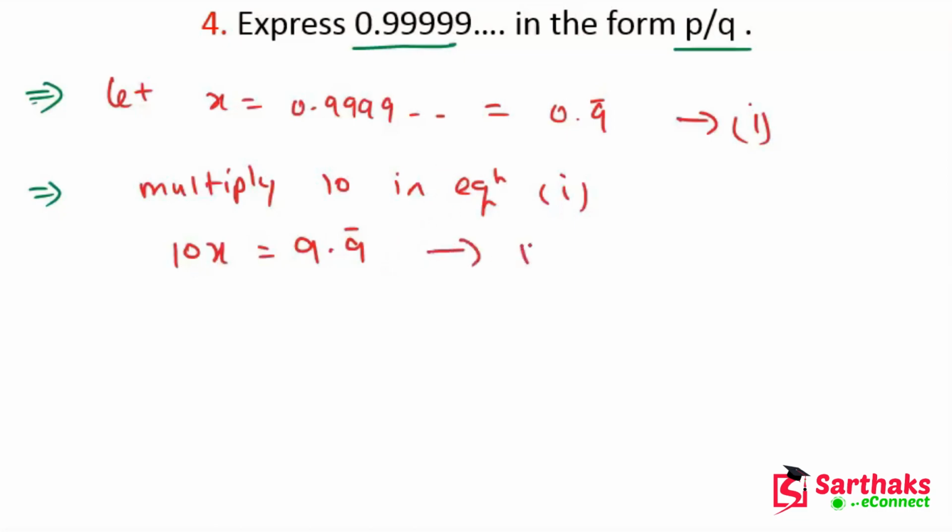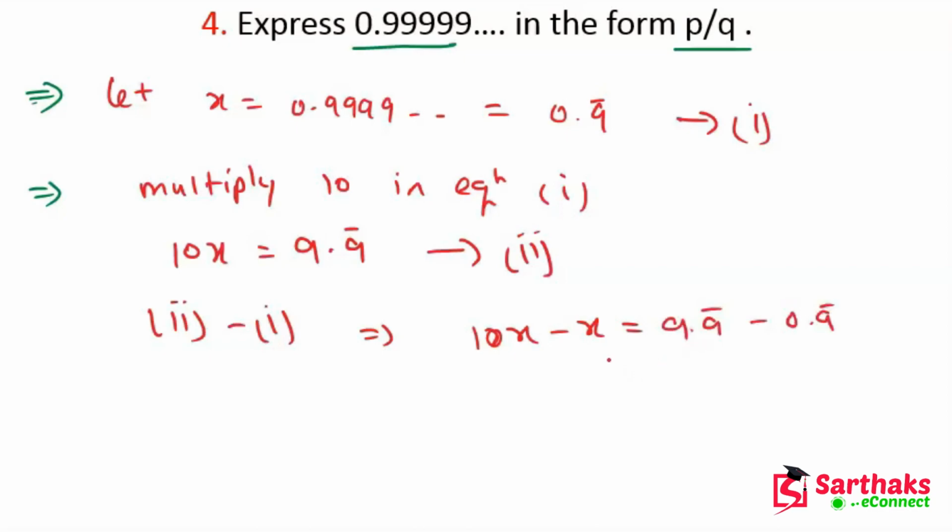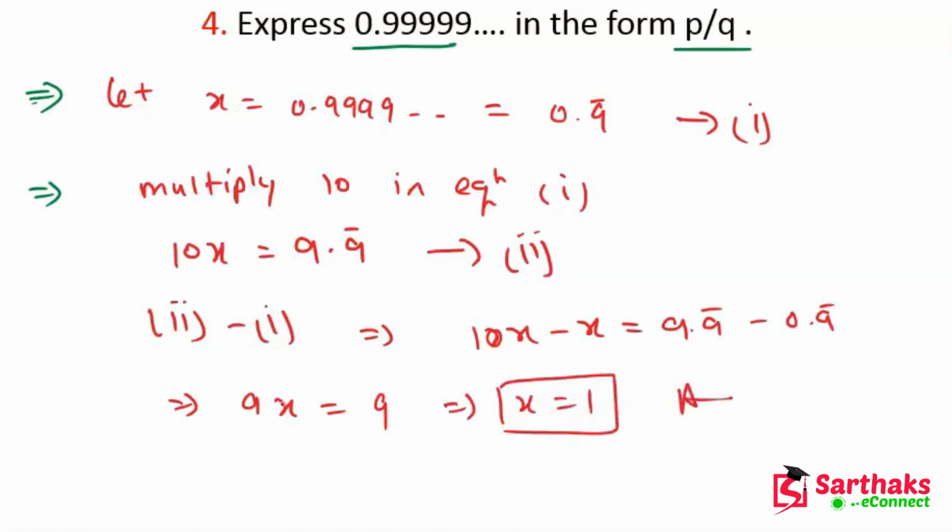So now, my dear friend, this is equation second, and we have to subtract equation 1 from it. So we get 10x minus x is equal to 9.9 bar minus 0.9 bar. So this will become 9x is equal to 9. So we get x is equal to 1. So my dear friend, 1 is the answer of this question. I hope you understand these things.